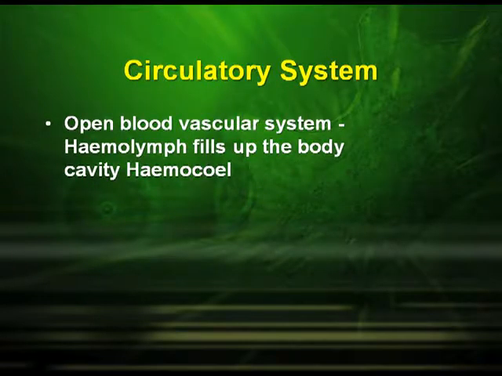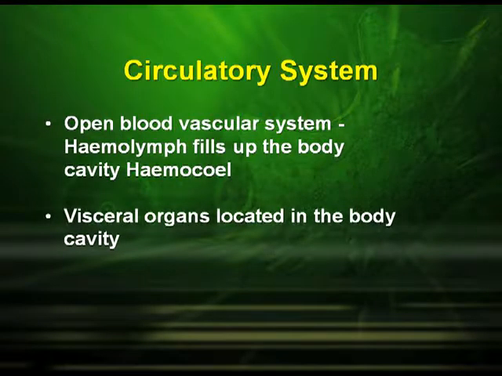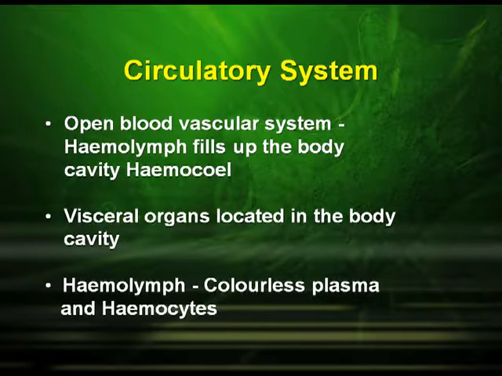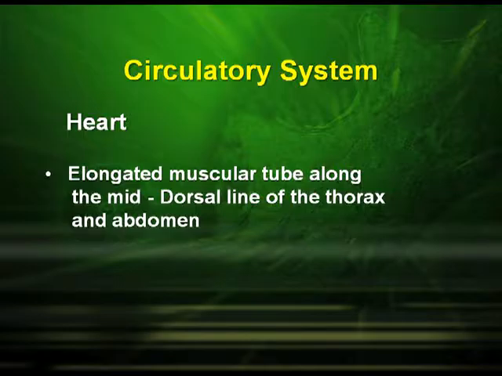In the cockroach, they have an open blood vascular system. They have the hemolymph which fills up the body cavity, which is the hemocoel. The visceral organs are located in the body cavity, and the hemolymph is made up of colorless plasma and hemocytes. Their heart is an elongated muscular tube which runs along the mid-dorsal line of the thorax and abdomen.